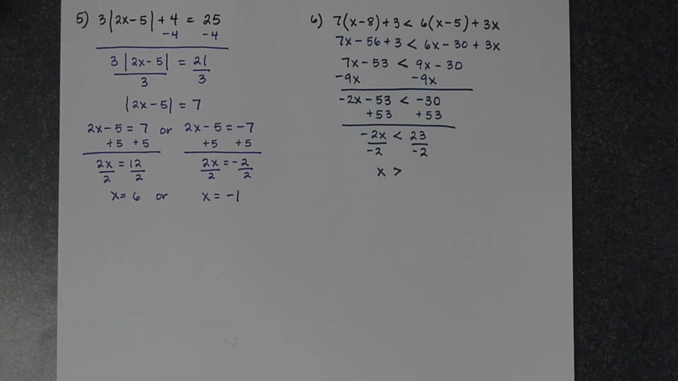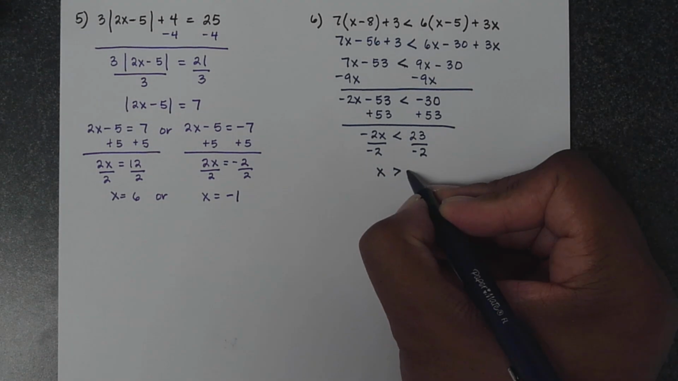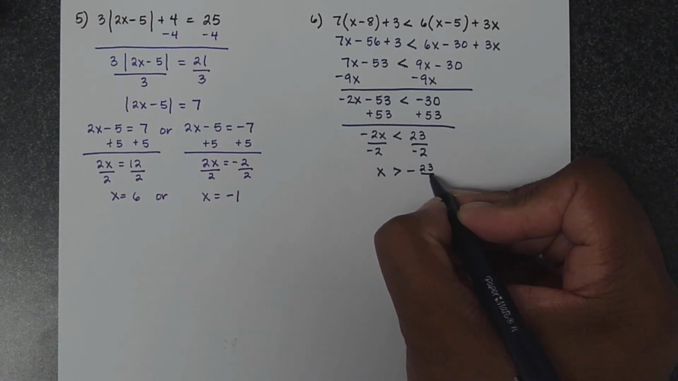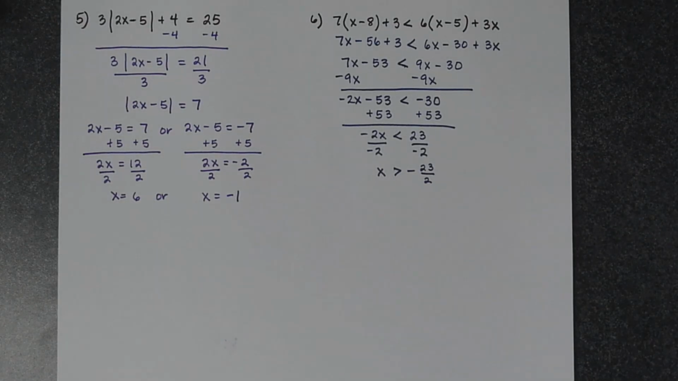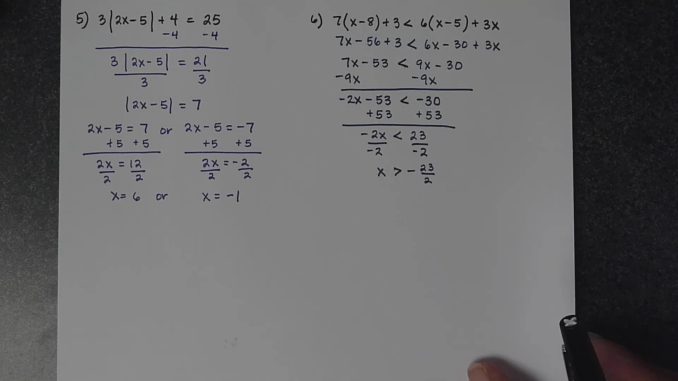And since I'm going to get a mixed number here, I'm just going to leave this as negative 23 over 2. I'll just leave that as an improper fraction. Not saying that you'll have an improper fraction as a final answer on your final exam, but you can leave it as an improper fraction here. So here, x is greater than negative 23 halves. Okay. And in that case, you're just solving the inequality, not graphing the solution set. All right, so that's problem number 6.